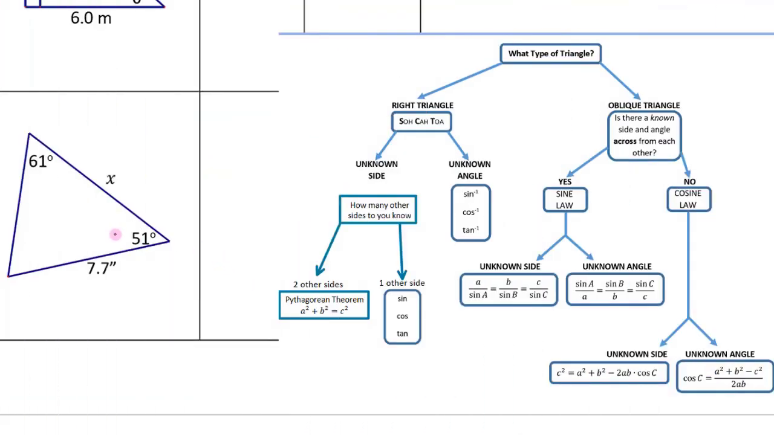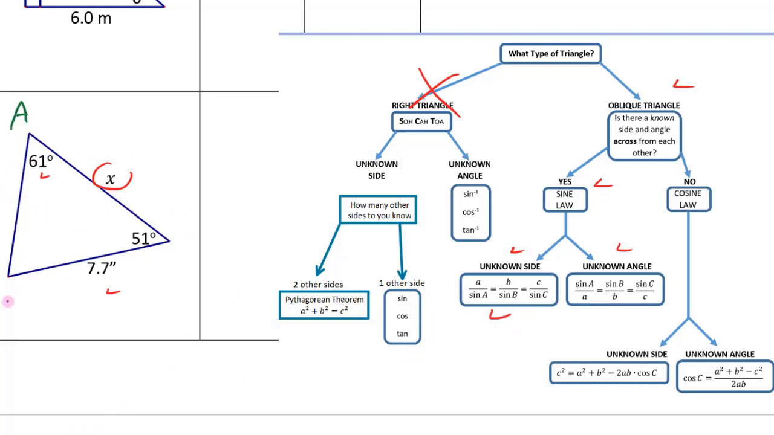All right, in this last question, we are not given a right angle triangle, so that means we are not going down this path. We have to go down this path. We have to ask ourselves, do we have enough information to use the sine law? Well, to use the sine law, we need to know an angle and the opposite side. We do have that information, so we're going to be able to use the sine law. Are we going to be looking for a side or an angle? Well, we're looking for a side, so that means we're going to be using the sine law written this way.